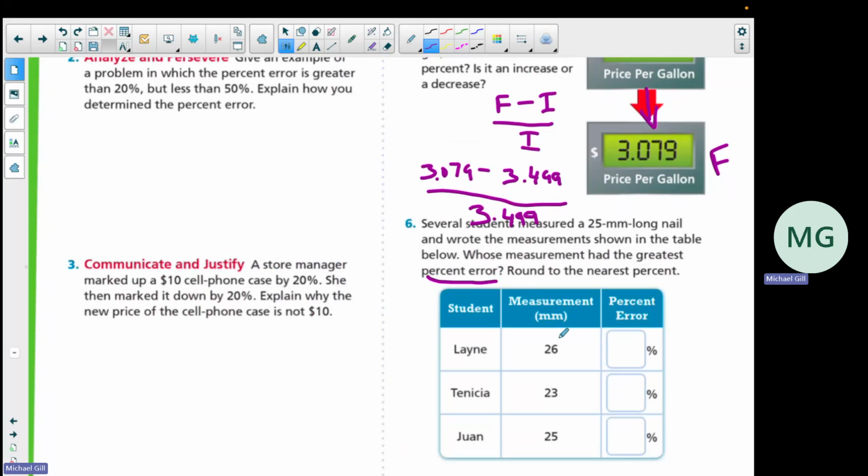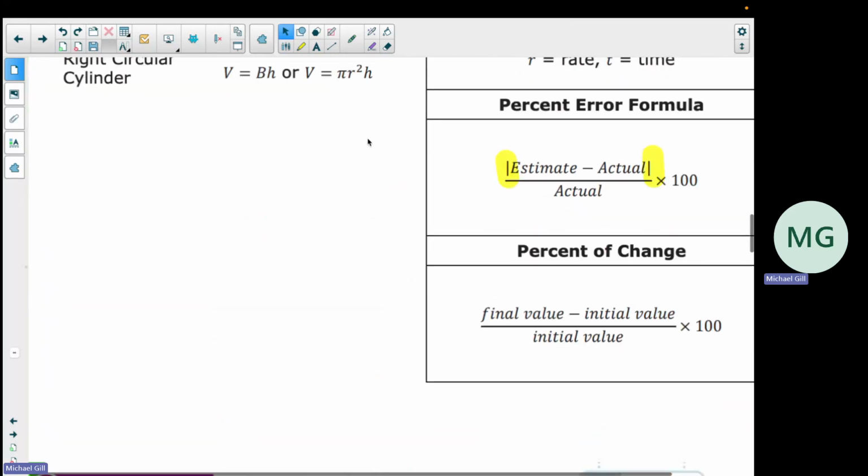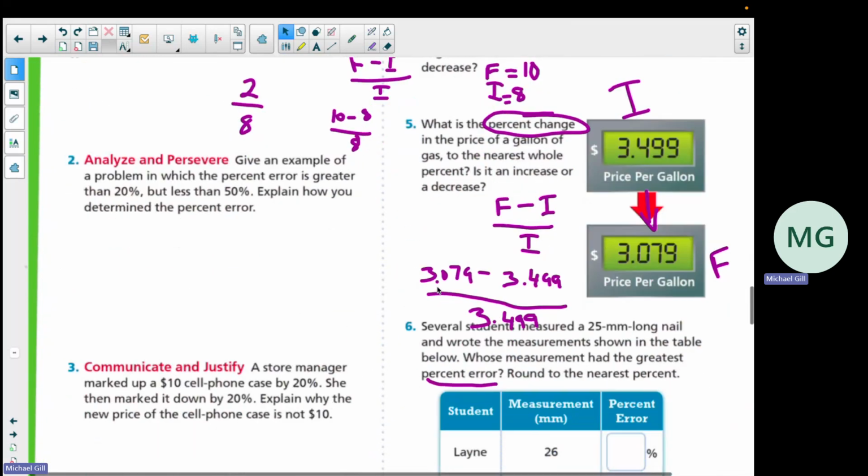So sometimes this is a tricky one to say which one is the actual and which one is the, I'm sorry, what's the formula? Yeah. Actual and estimate, I think, is what's on their sheet. Estimate and actual, yeah. So here's what I told them in class.